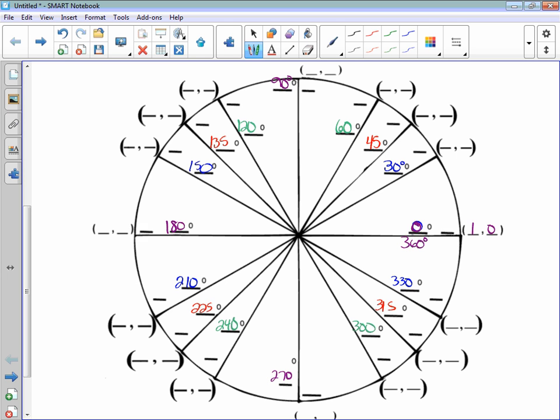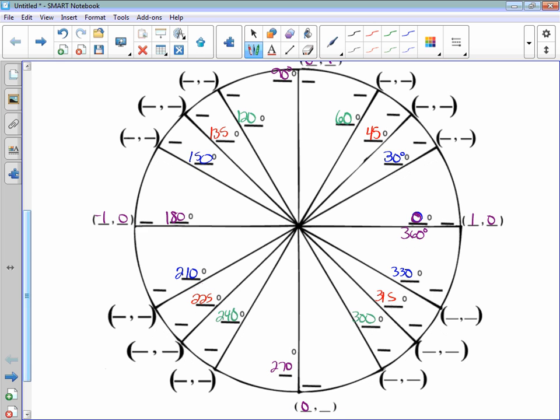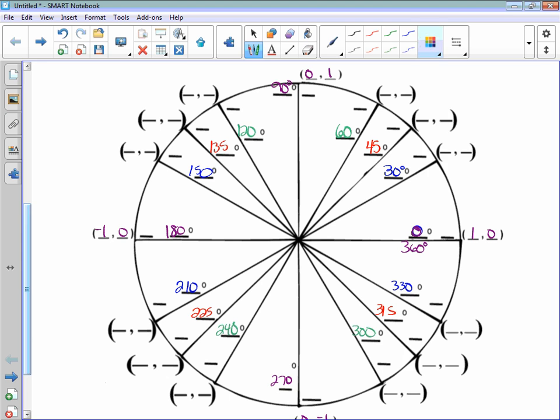So 90 degrees would be 0, 1. What's 180 degrees? Okay. And down there at 270? Okay. All right, so those are easy.